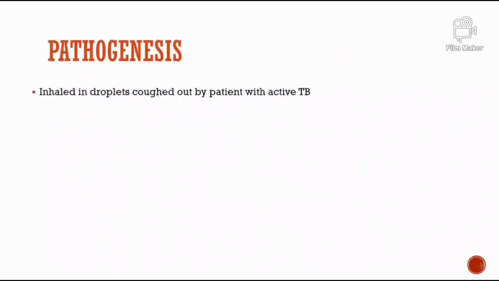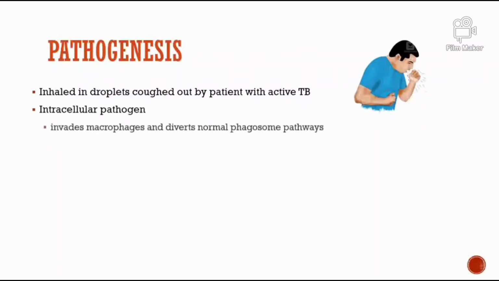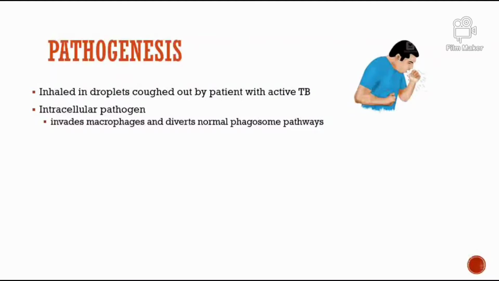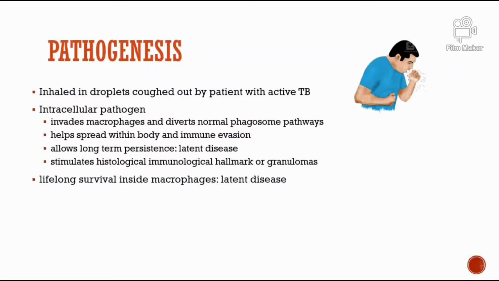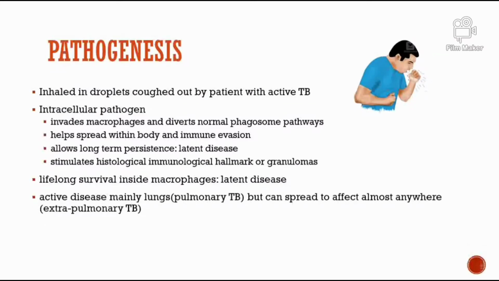The pathogenesis: TB is inhaled in droplets coughed out by a patient with active TB. Then it invades the macrophages and diverts normal phagosome pathways. It helps spread within the body and immune evasion. It allows long-term persistence, which is called latent disease, and it stimulates the histological and immunological hallmark of granulomas. Then there is lifelong survival inside the macrophages, also called latent disease, and active disease mainly in the lungs, or pulmonary TB, but it can spread to affect almost anywhere, called extrapulmonary TB.